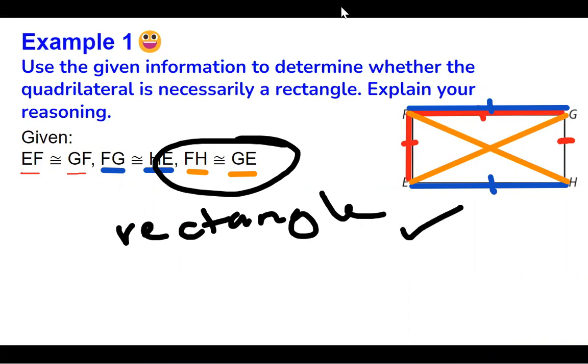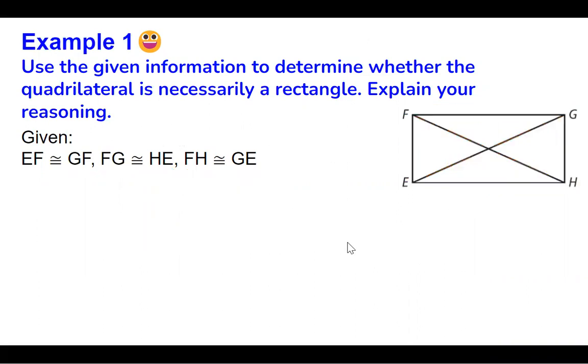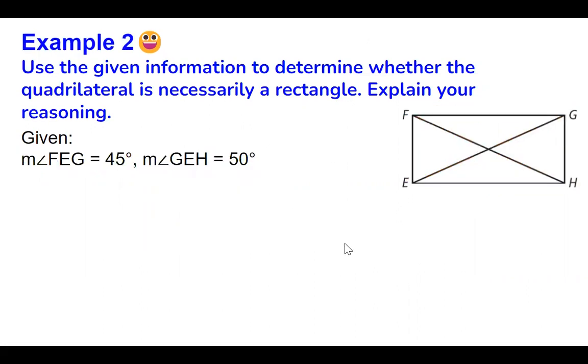Okay, let's go ahead and clear. Let's move on to the next one. Example number 2. Use the given information to determine whether the quadrilateral is necessarily a rectangle. Explain your reasoning. This time we're given the measurement of FEG equaling 45 degrees and GEH equaling 50 degrees. All right.